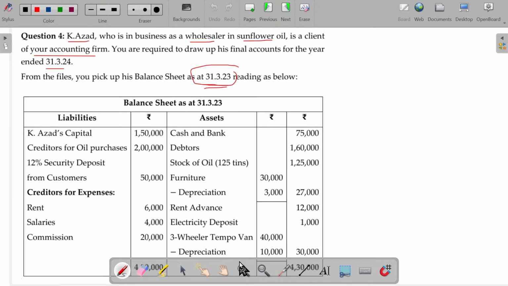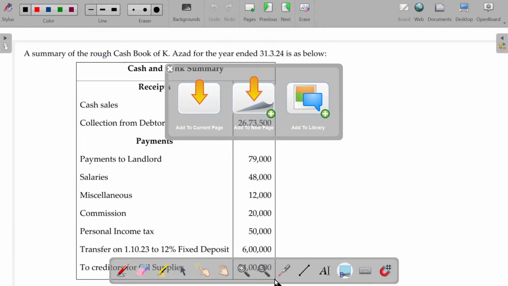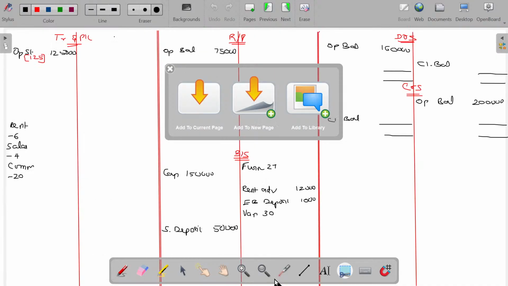So we have completed all these items. Balance sheet items completed. Now we'll start posting the items given in the receipts and payment account. But these details are not given in account format, so you have to post twice.